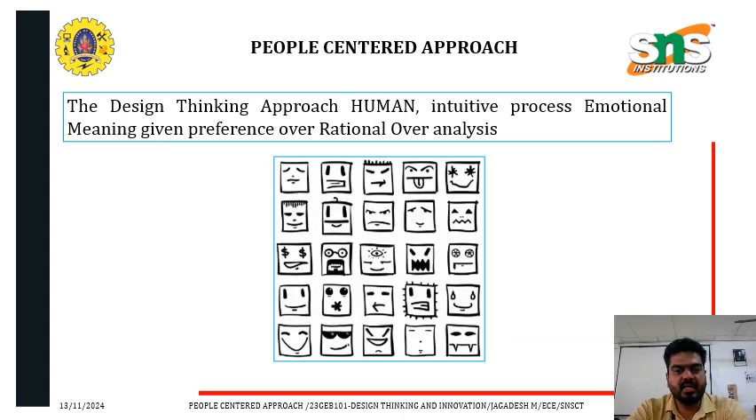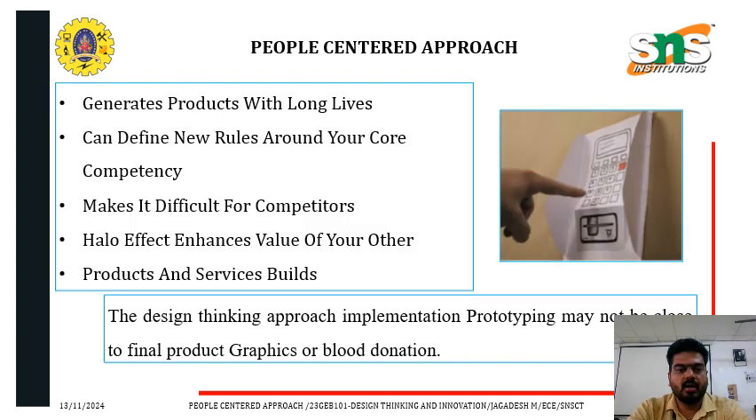In the design thinking approach, the human-initiative process, emotional meaning, is given preference over rational analysis. It generates products with long lives and defines new rules around your core competence, which makes it difficult for competitors. The halo effect enhances the value of your other products and services. In implementation, prototyping may not have the final product graphics or blood donations.